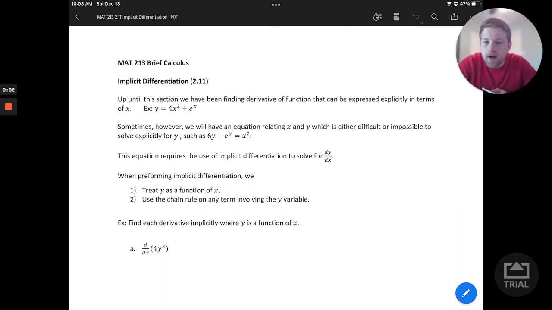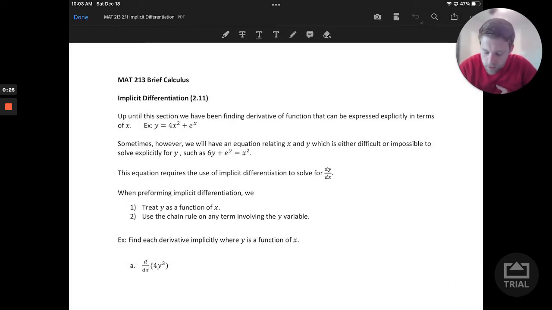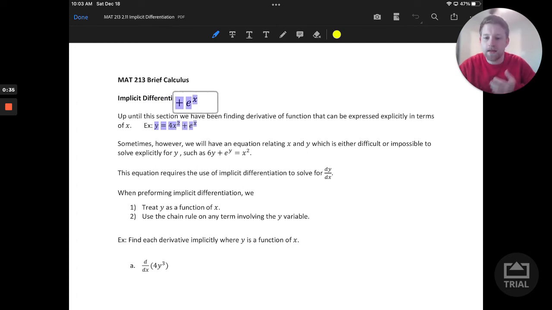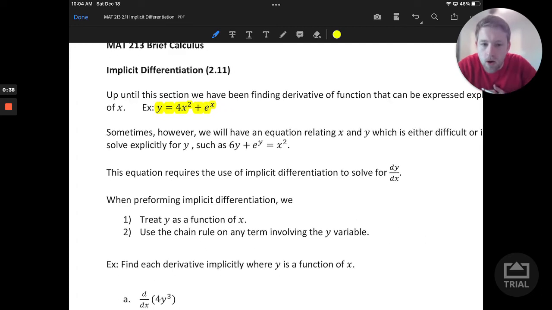Welcome. In this video, we are going to be taking a look at section 2.11, which is implicit differentiation. Up until this point, we have been working with really explicit functions of x with our derivatives. In other words, we've been able to work with functions in the form of y is equal to some function of x. We can display that like maybe y is equal to 4x squared plus e to the x, anything that involves just a function of x on that right side.